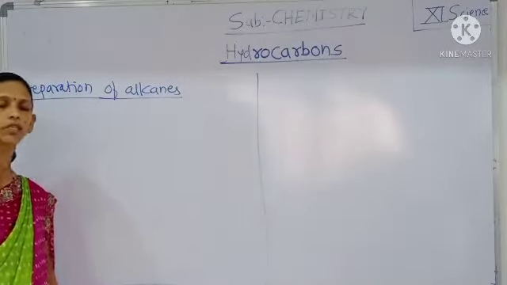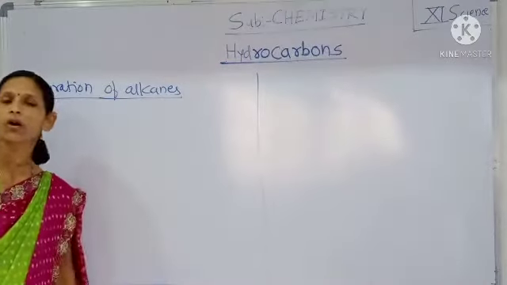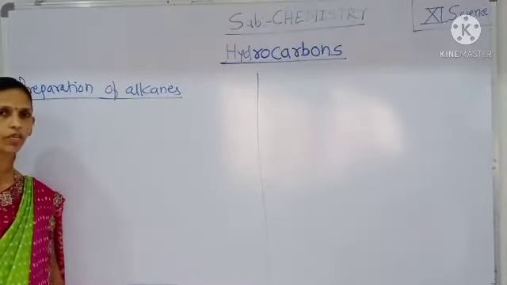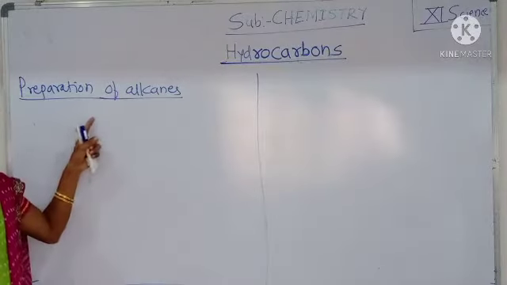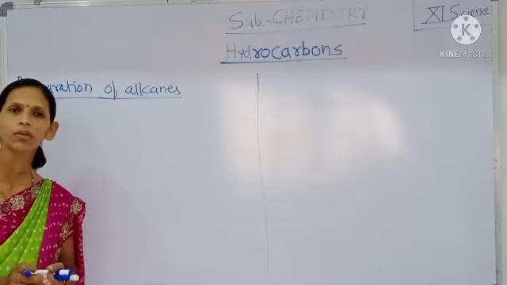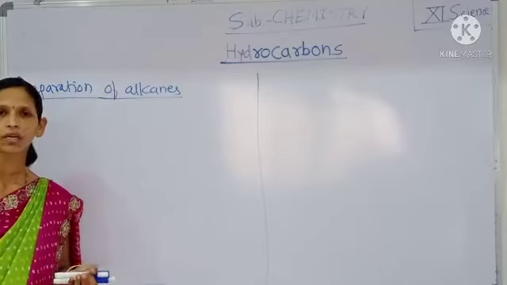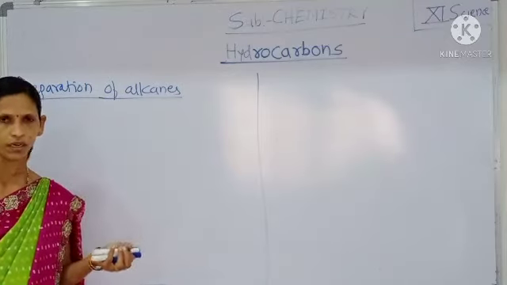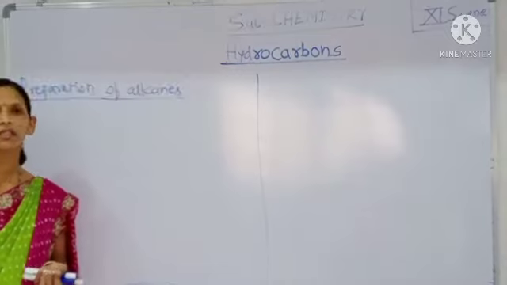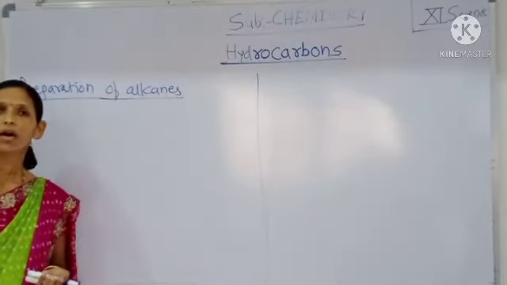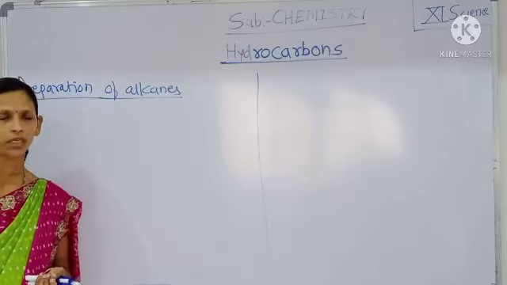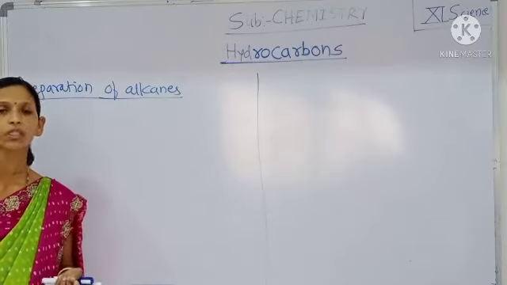Then we are going to discuss the preparation of alkanes. All of you studied the IUPAC nomenclature of different organic compounds in the previous chapter. For the preparation of alkanes, there are generally two types of methods. The commercial method, in which organic compounds are prepared on a large scale, is also known as the industrial method. The second is the small scale method, in which organic compounds are prepared in the laboratory, known as the laboratory method or small scale method.